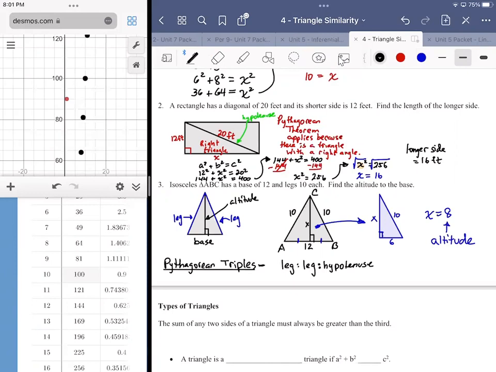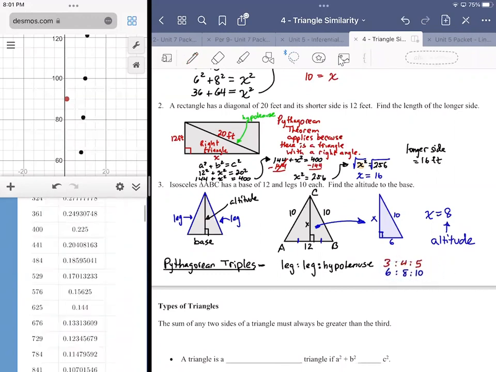Now, we just discovered that 6, 8, and 10 will work in the Pythagorean theorem. Meaning if I have 6 and 8 as legs, I'll get 10 as a hypotenuse. If I have a leg of 6 and a hypotenuse of 10, the other leg must be 8. So that's one relationship, 6, 8, 10, right? But if I take that 6, 8, 10 and divide each of those values by 2, I get 3, 4, 5, right? So if I divide each by 2, I get 3, 4, 5. That's another Pythagorean triple.